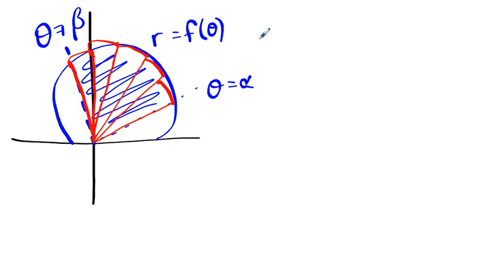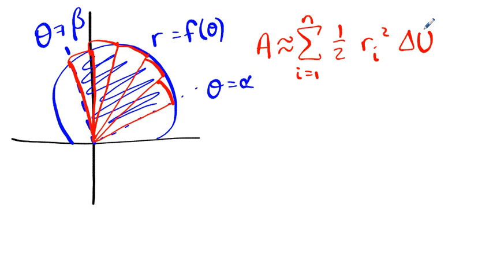So the area inside is approximately equal to the sum of n sectors, where the area of a sector, and you picked this up either in pre-calc or IB or common core geometry or whatever, is 1/2 times the radius for that particular sector squared times delta theta, the change in theta on that little subinterval.